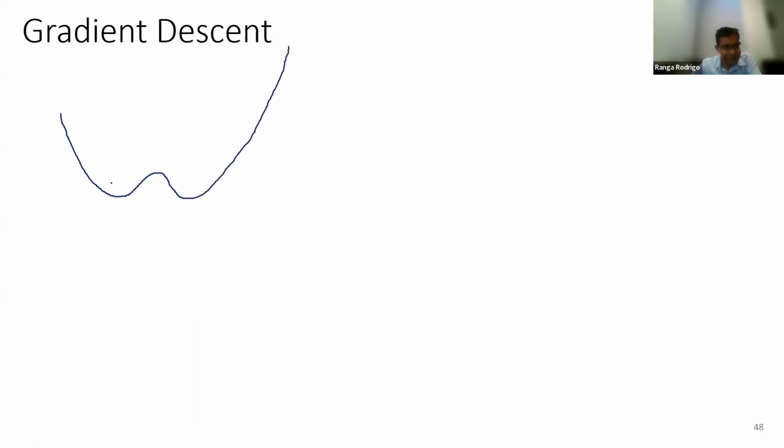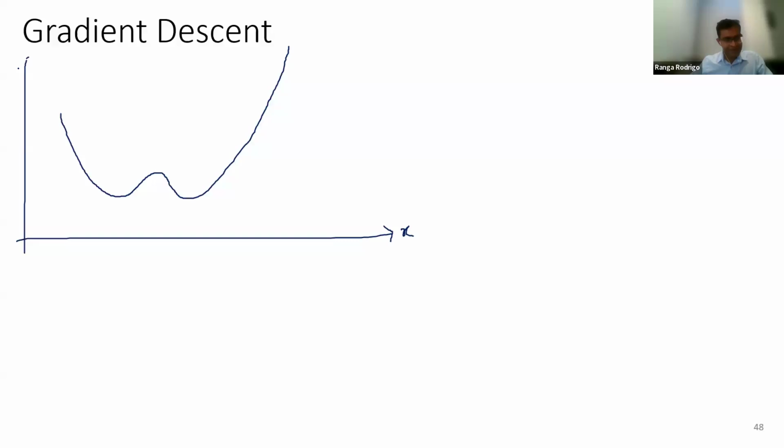Two minima. So one minimum is maybe lower than the other minimum. So we want to find that. So consider this as the y-axis and consider this as the x-axis. Okay, this is the x-axis. This is the y-axis. Okay, so what you want to do is to find the minimum starting from some x value called x naught.